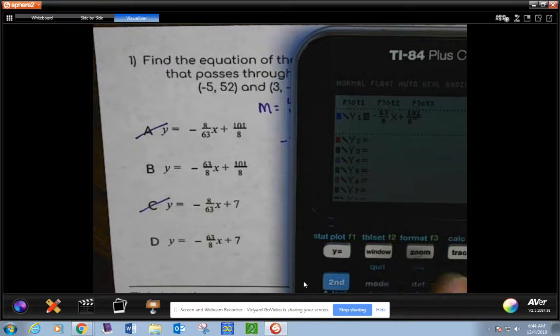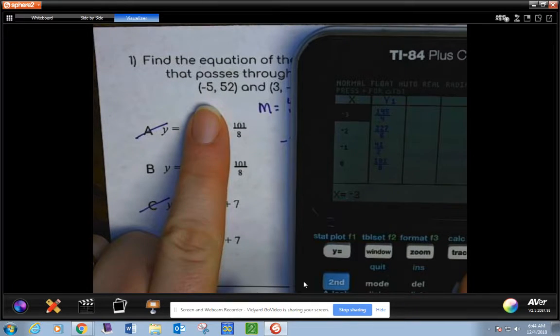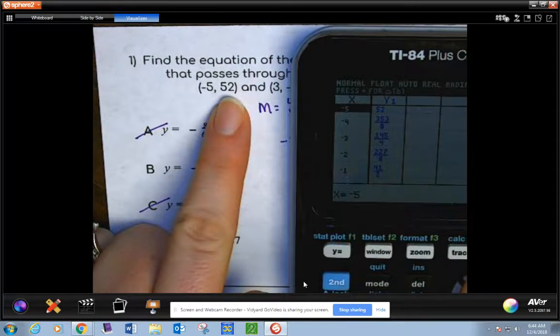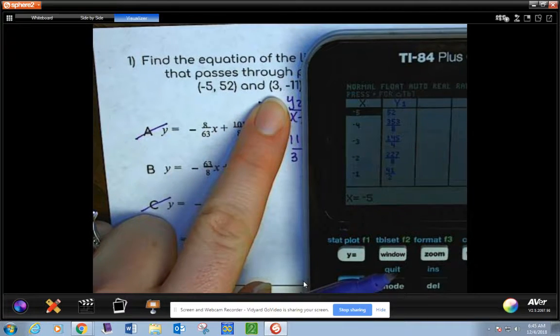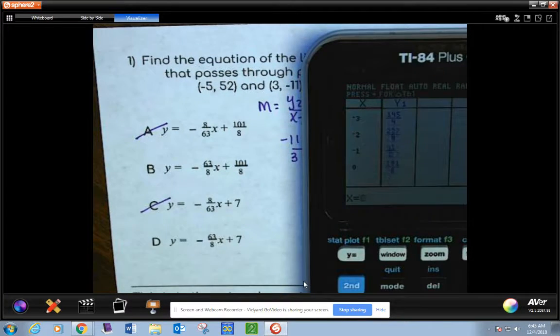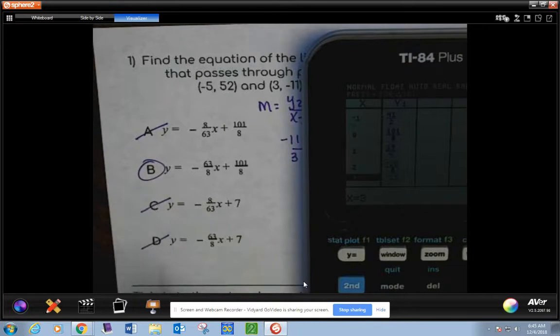And you're just going to go to the table. And I'm going to look for when x is -5. I'm going to see if I have 52, which I do. And then I'm going to look for when x is 3 and see if I have -11, which I do. So that makes B my answer. D will not work.